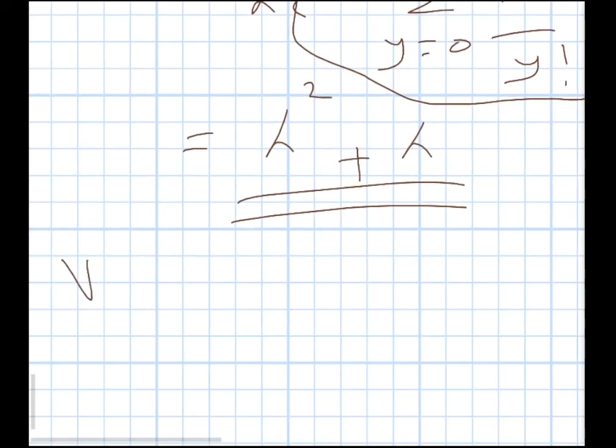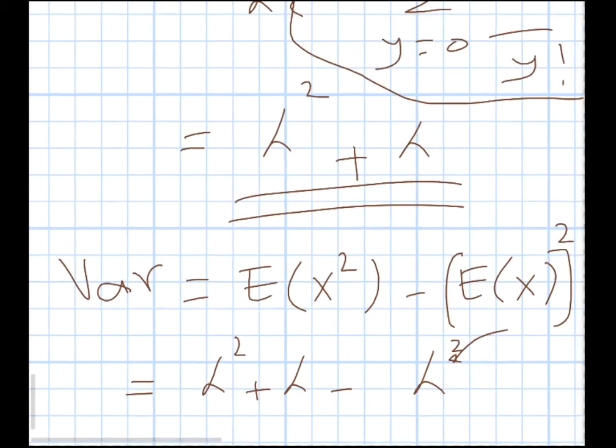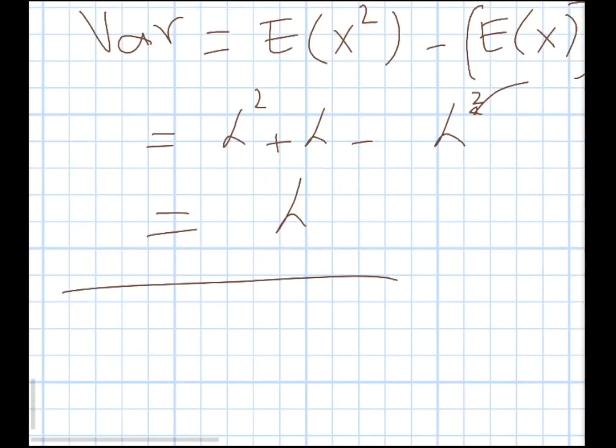Now variance is what? Variance is E[X squared] minus (E[X]) squared. So which is equal to lambda squared plus lambda minus, this is lambda, so lambda squared, which is equal to lambda. So the variance of a Poisson distribution is equal to lambda. Its mean is lambda, its variance is also lambda. So that is a very simple proof of just applying the definition of variance to find the variance of a Poisson distribution.